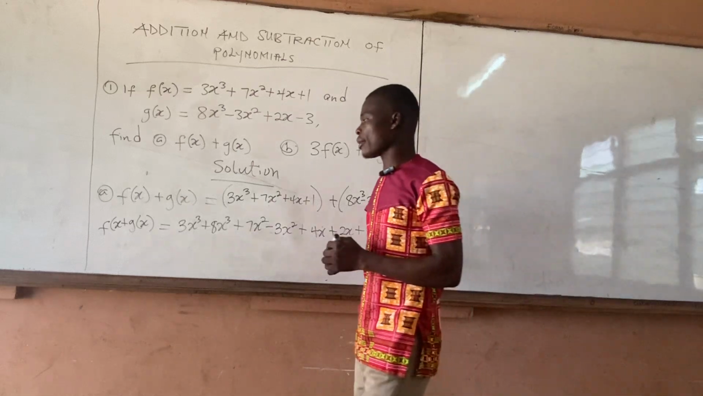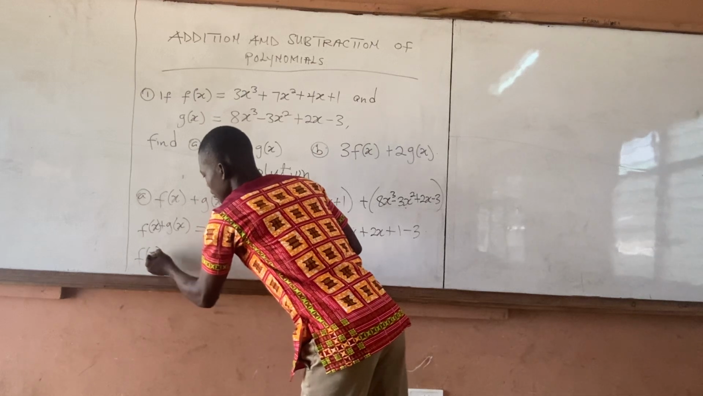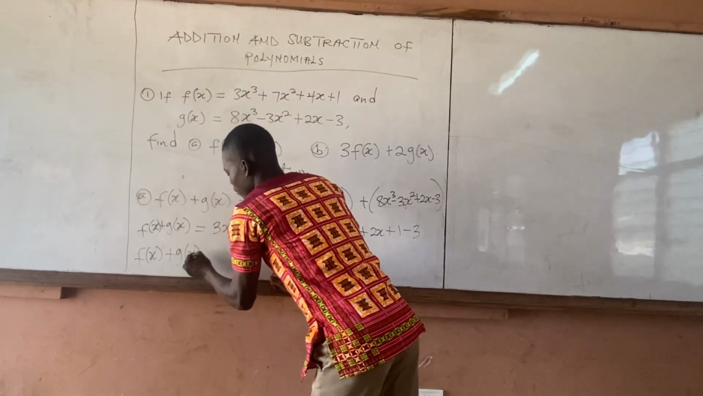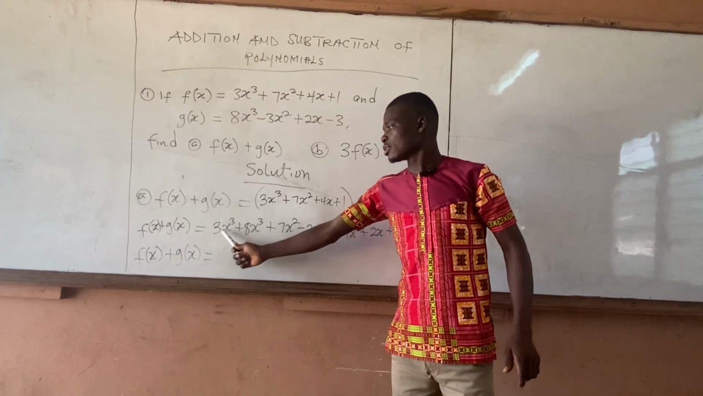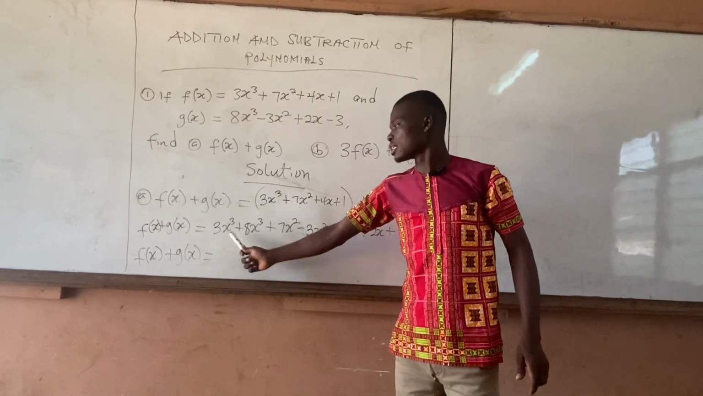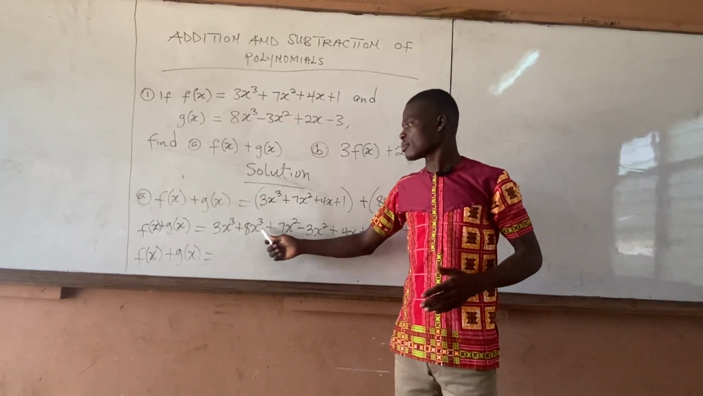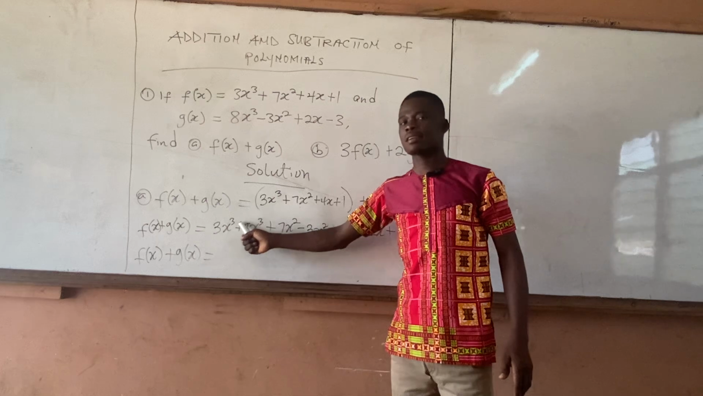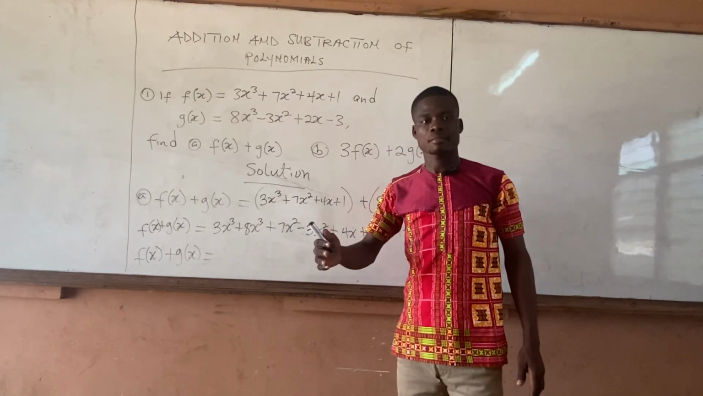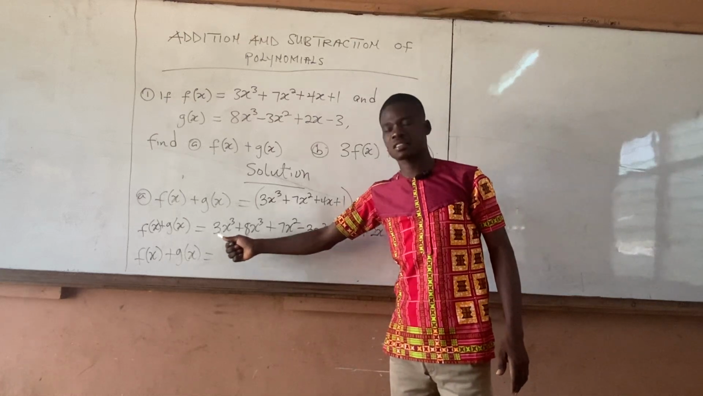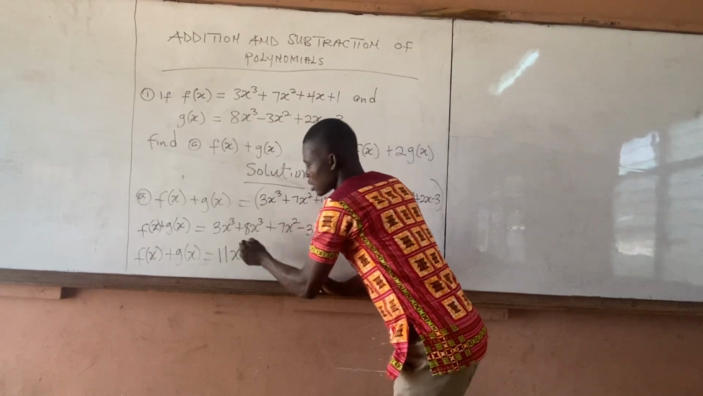So now let's take our time and simplify to get our final answer. 3s cubed plus 8s cubed. Since the powers are the same for these two terms, now we can add them. So let's add the coefficients. 3 plus 8 is what? 11s cubed.